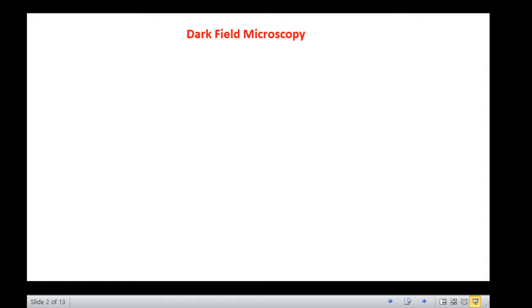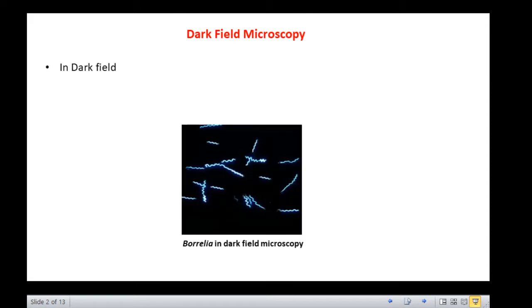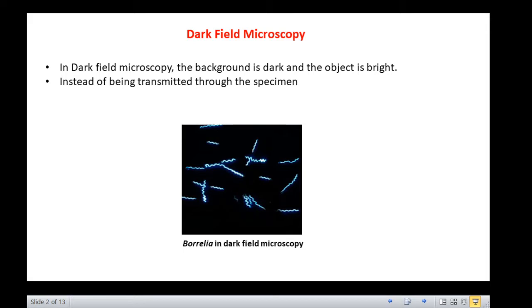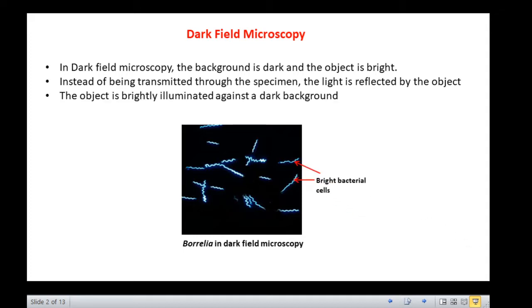Dark field microscopy is a method which creates a contrast between the object and the surrounding field. As the name implies, the background is dark and the object is bright. Instead of being transmitted through the specimen, the light is reflected by the object on the slide. Hence, the object is brightly illuminated against a dark background.